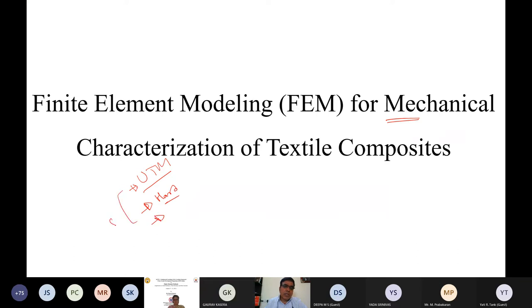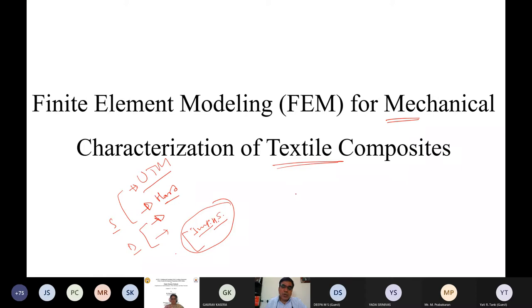Then we go for, they come mostly under the static category. Then we go for all kinds of dynamic categories, Izod impact tests and all. Then we sometimes like to go for something known as impact tests, particularly high strain rate. So they all come under this category of mechanical characterization, or characterizing the material. So now the material here in question is textile composite.